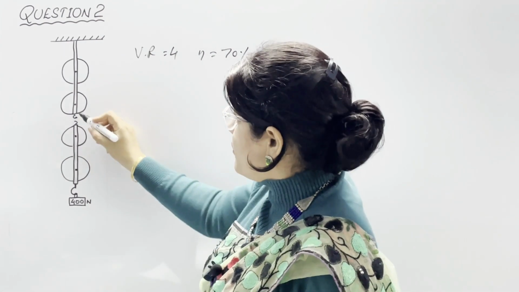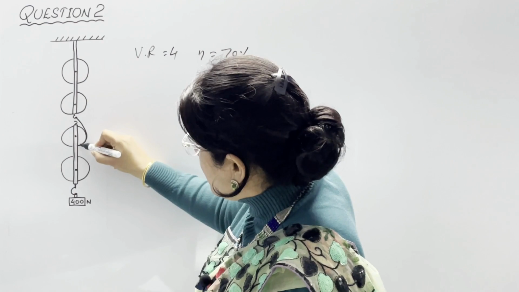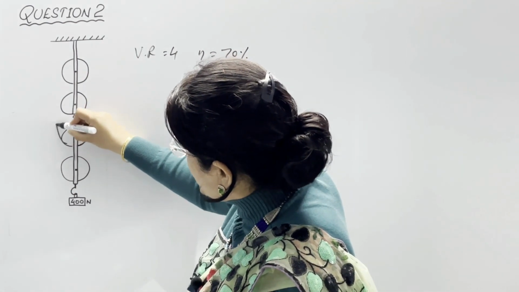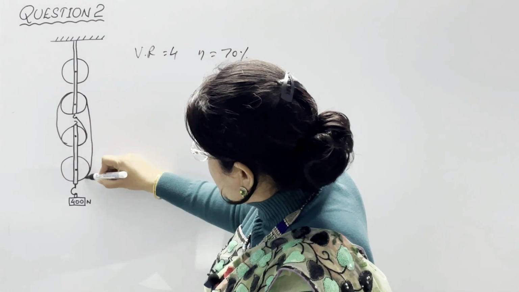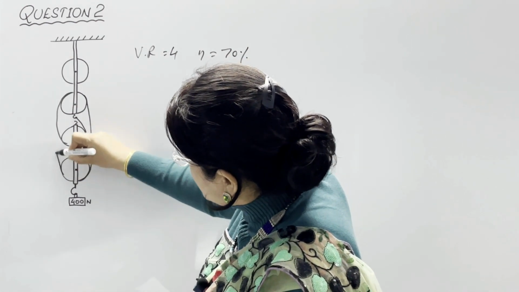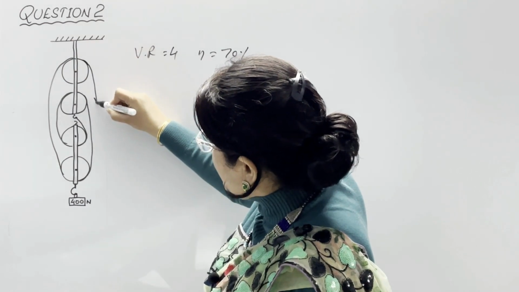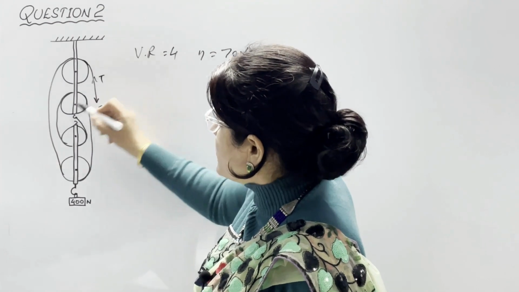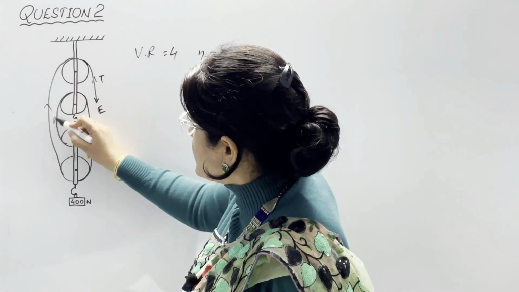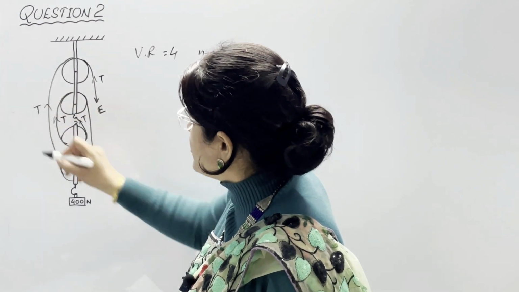And for the tackle, you need to start from the hook of the upper block and then come to the lower block, then again upper block, then lower block, upper block, and then effort in the downward direction. Please don't forget to put arrows in the 4 strings and write down T for tension there.